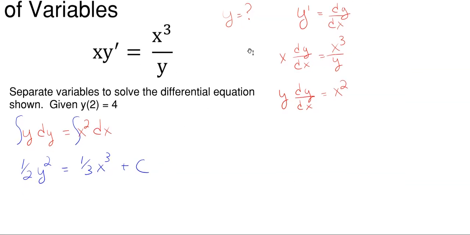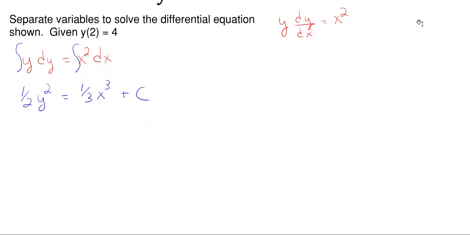So this is what we have right here as our integration. Well, remember, we are looking for what is y? What's the y equation? We're just going to take the 1/2 to the other side and then square root that side to get rid of the square on y. So when we have y by itself, it pops out to be this equation: the square root of 2 times x cubed over 3 plus c.